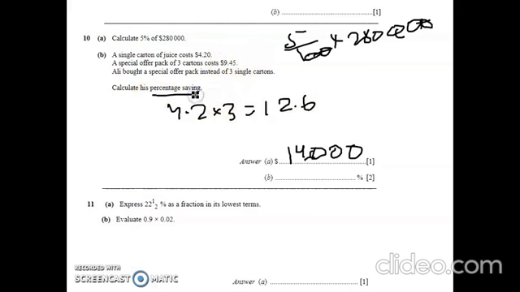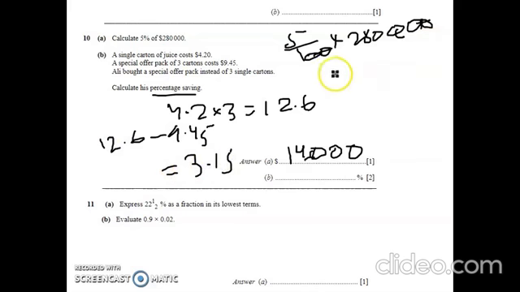Now, however, he had to pay 9.45. So we need to find the saving in terms of a percentage. First, let's find it in terms of a value. Although it was 12.6, he just paid 9.45. Let's check how much he saved in terms of money. He saved 3.15. Now let's express this as a percentage. 3.15 divided by the original cost, which was 12.6, multiplied by 100, and that is 25%.